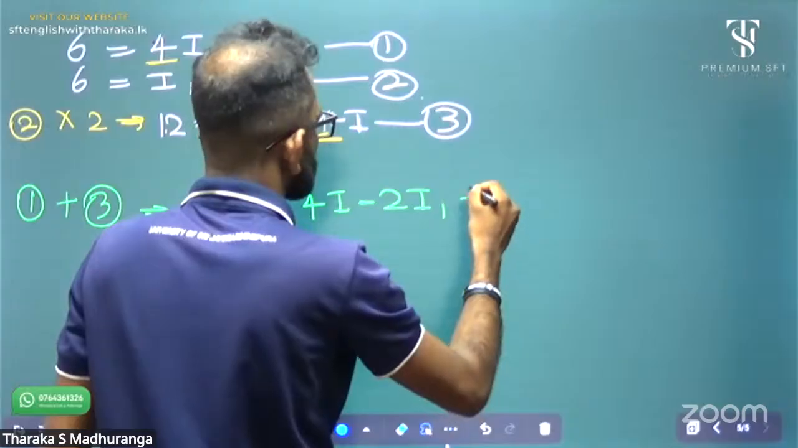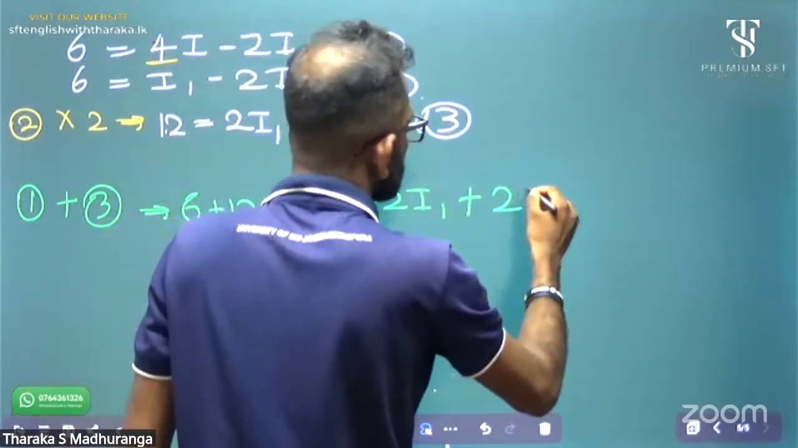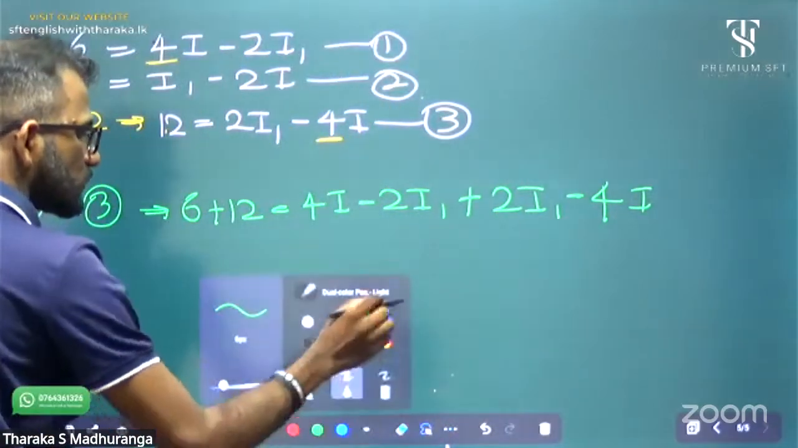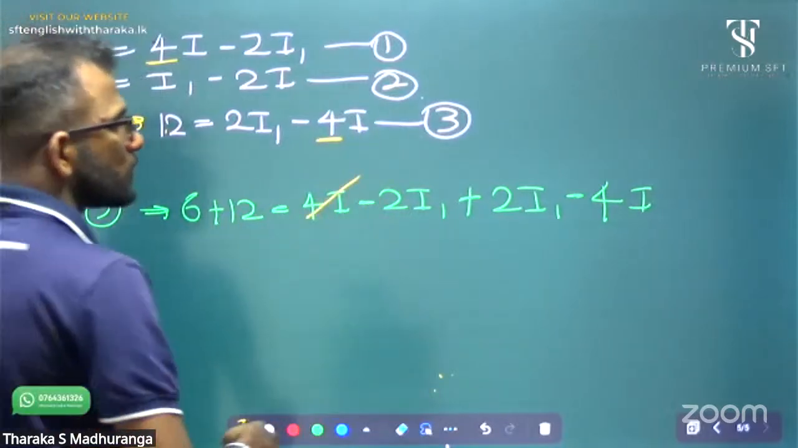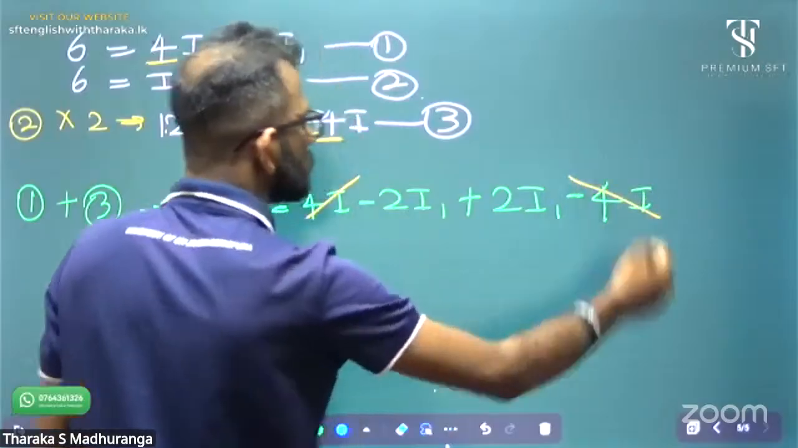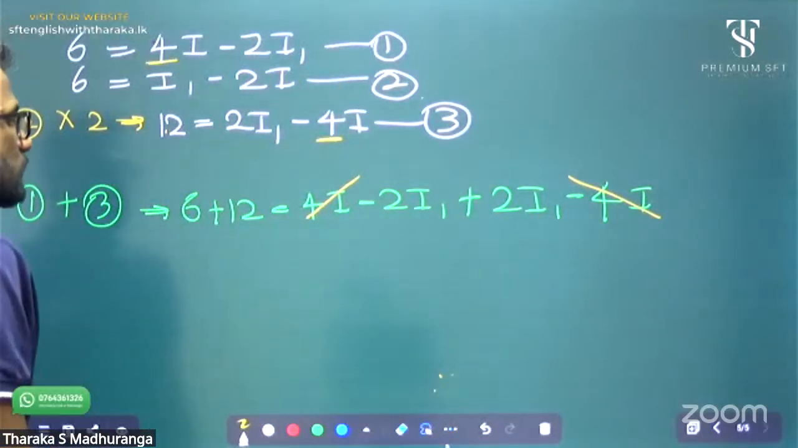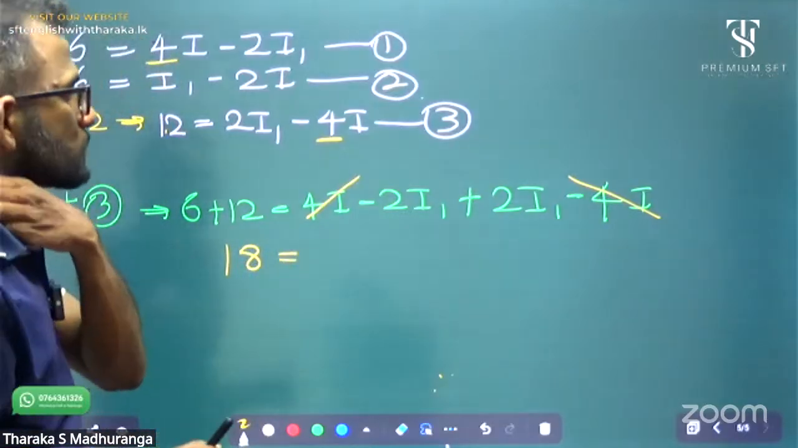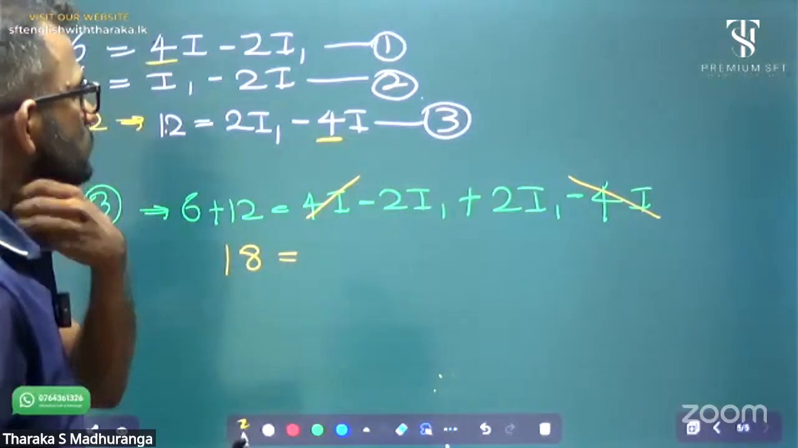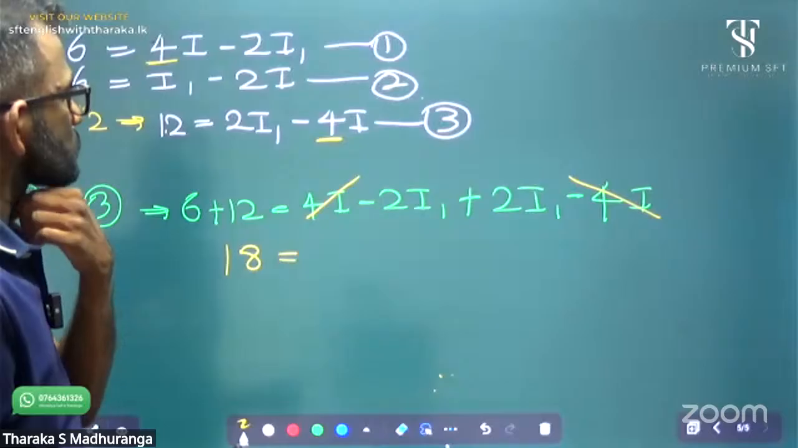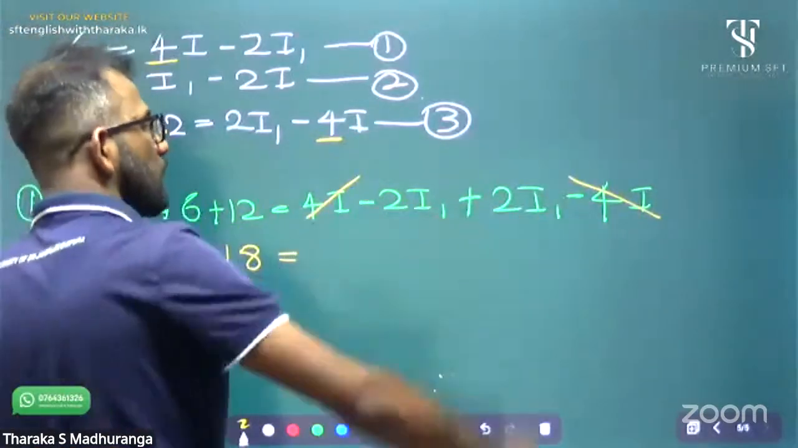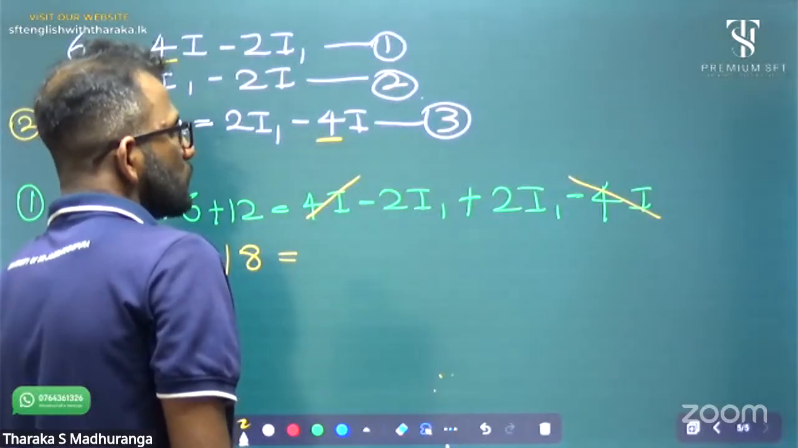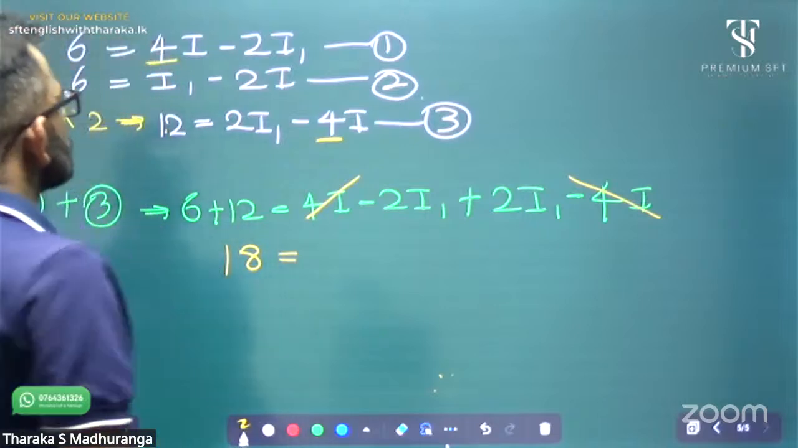plus 2I1 minus 4I. Now you can understand the 4I cancels with minus 4I. 6 plus 12, it is 18. Minus 2I. Again they cancel out.